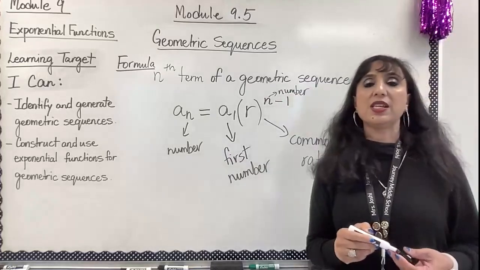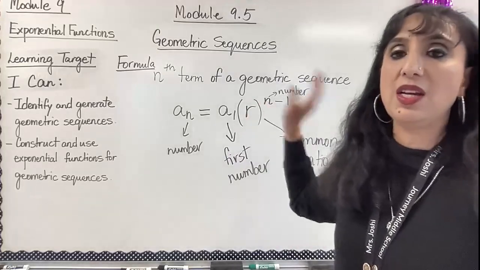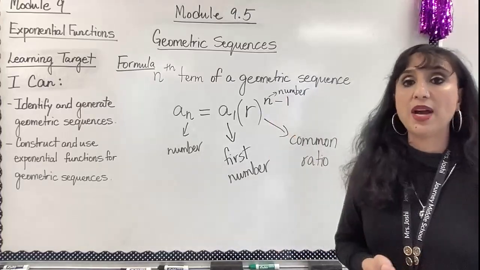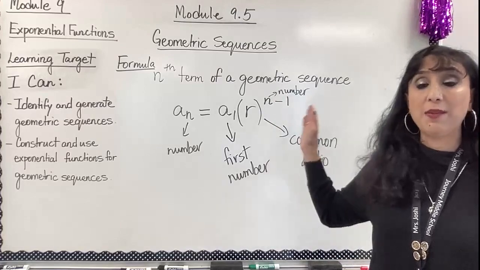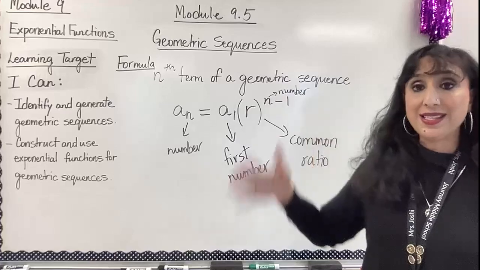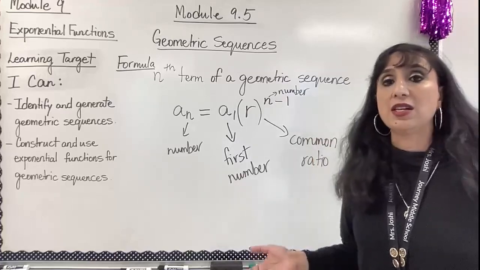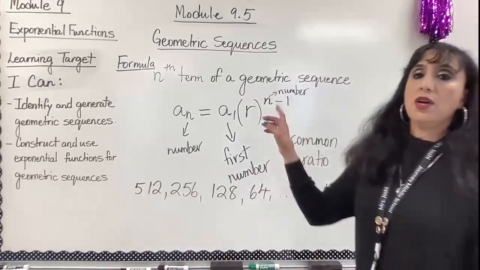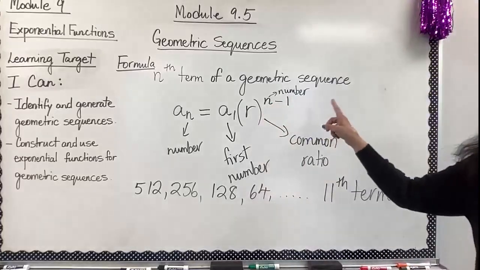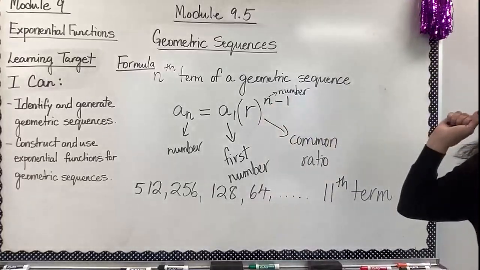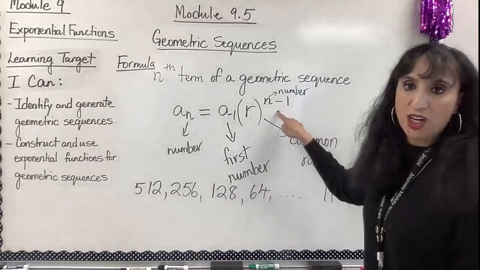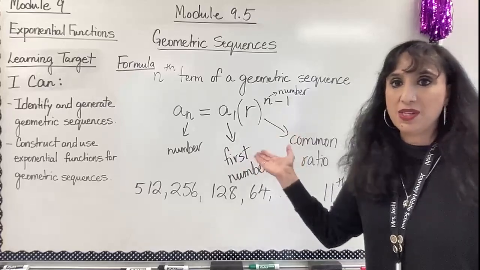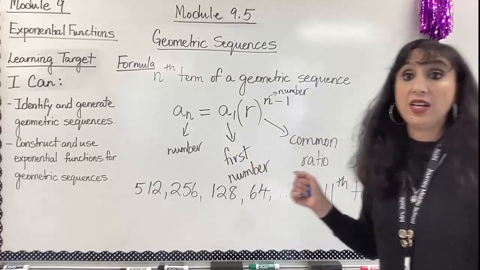If it's the 16th term I'm trying to find, I'd put 16 over there. If it's the 25th term I'm trying to find, I'm going to put 25 over there. This is the formula for the nth term of a geometric sequence. Remember that n is the term you're trying to find, and it is any positive integer. And please remember that r is not equal to 0, because anything times 0 would be 0, right? So that is why r is not equal to 0.